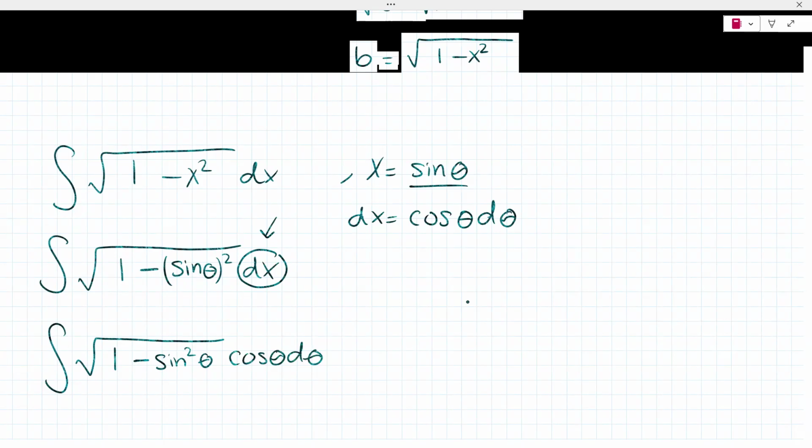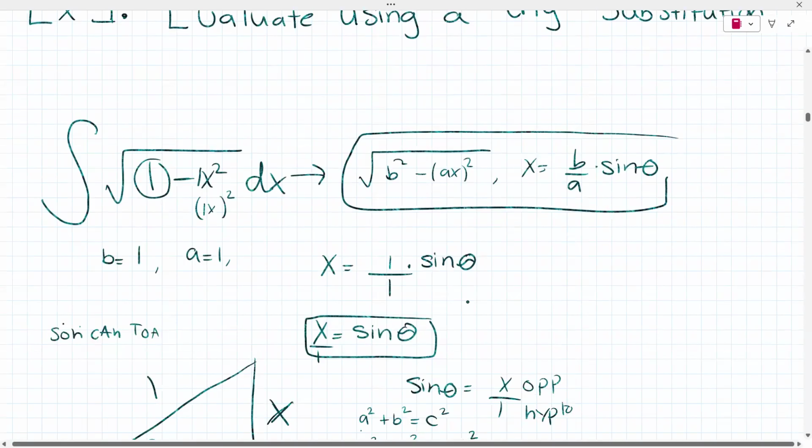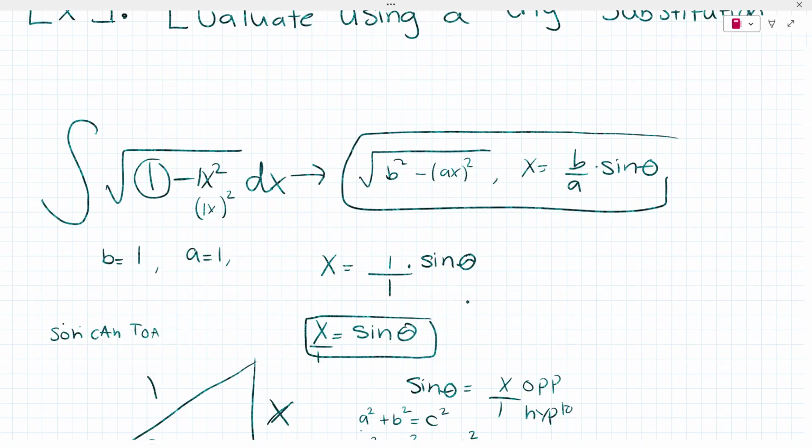So what did I just do? Let's recap. Our problem is the square root of 1 minus x squared dx. You use one of your identities, and this looks very similar to it. That means our x is going to be b over a times sine theta, right? Then we figured out our b and our a. Our b is 1 because 1 squared is 1. And our a is also 1 because 1 times x squared is the same thing as x squared. Then x equals b over a times sine theta, so x equals 1 over 1 times sine theta, which is sine theta.